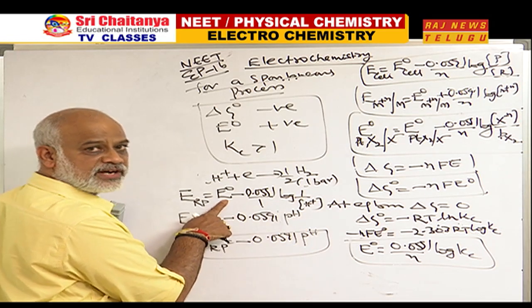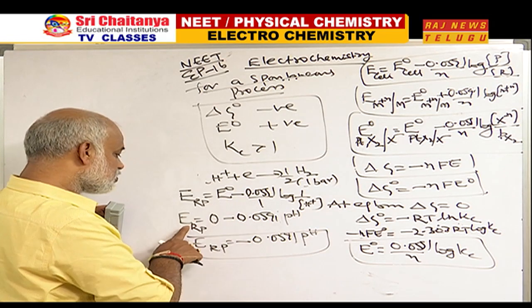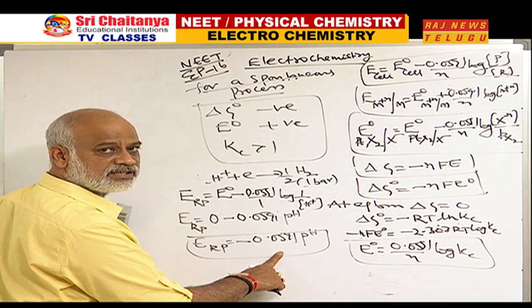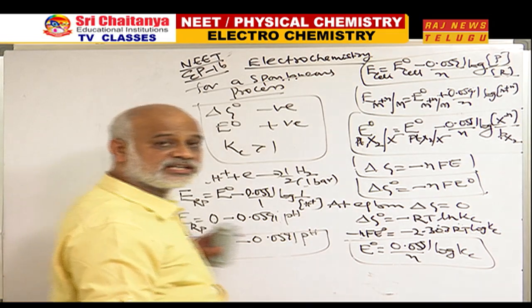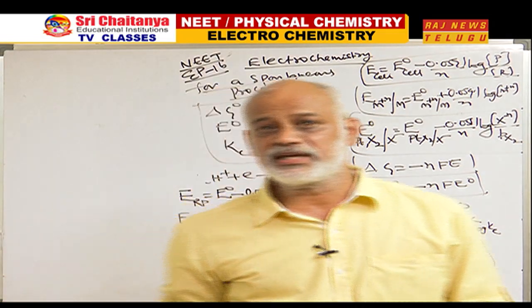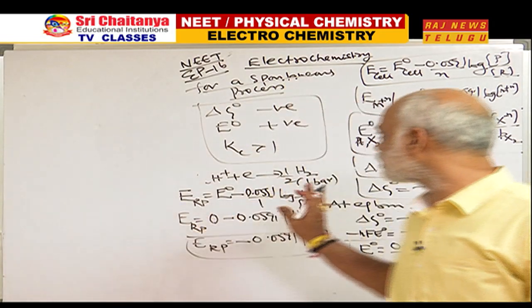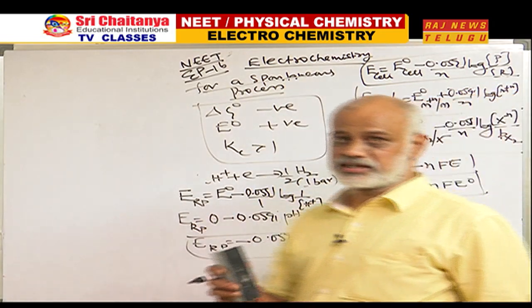What is E naught of the hydrogen electrode? 0. So, ERP is equal to minus 0.0591 pH. So, did we not get a relation between pH and the reduction potential of the hydrogen electrode? These are all the points that are to be concentrated on.